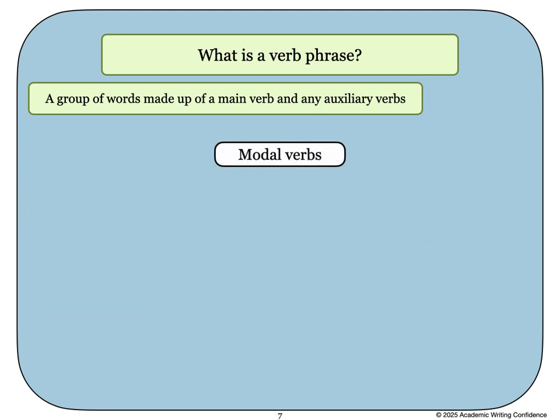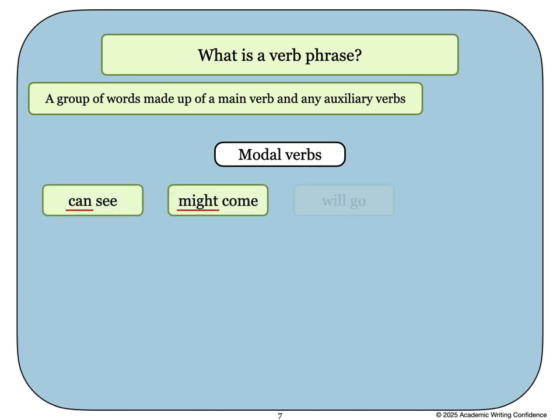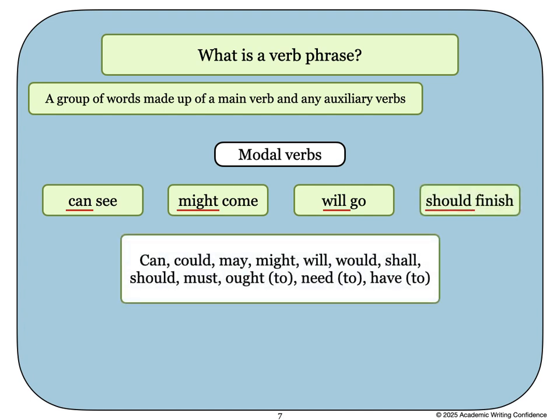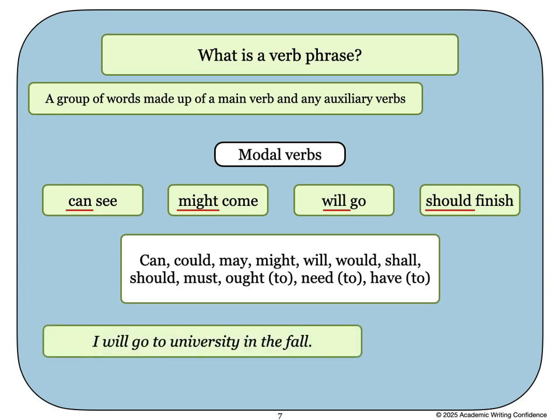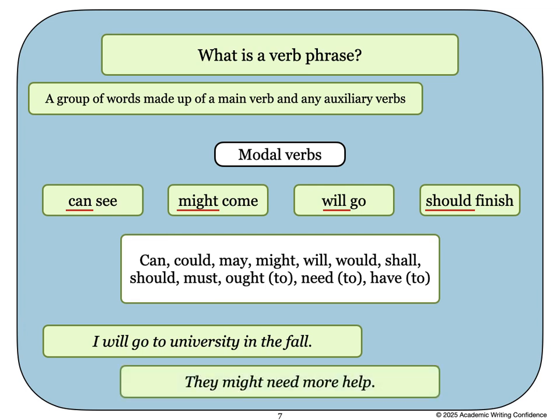Here are some examples for modal verbs. Can see, might come, will go, should finish. Here is a list of other modal verbs that can also be used to make a verb phrase. And here are some example sentences. I will go to university in the fall. They might need more help.